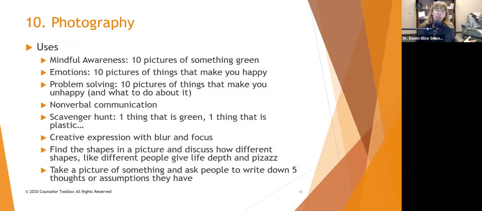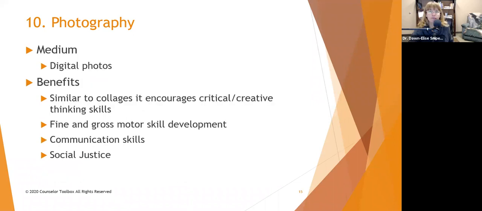Photography is another thing, and that requires much less fine motor coordination in terms of drawing and things like that. You can use digital photos for your photography. That's pretty much the easiest way to go anymore. The old 35mm are so expensive to get developed. Similar to collages, photography encourages critical and creative thinking skills.